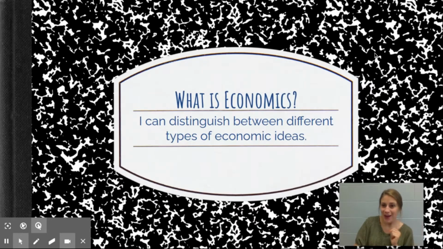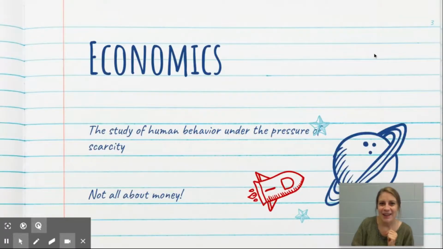So here we go. Please copy down this definition. Economics is the study of human behavior under the pressure of scarcity. So scarcity, and we will have this definition a little later on in the slides, but just to give you an idea of what scarcity is: when we have unlimited wants but limited resources. So economics is the study of that behavior and what we do when we have these unlimited wants, but we have these limited resources. So it's not necessarily all about money.